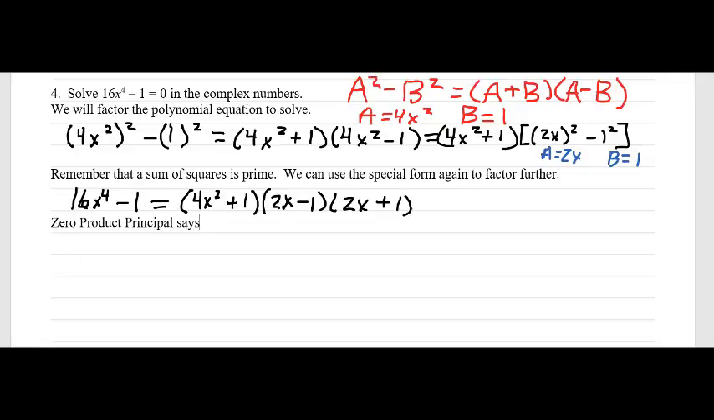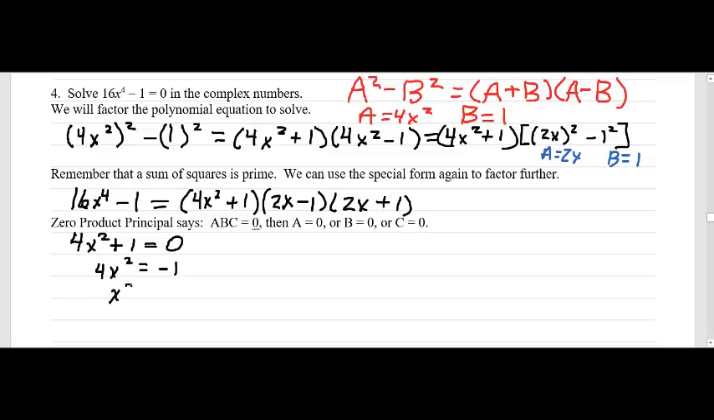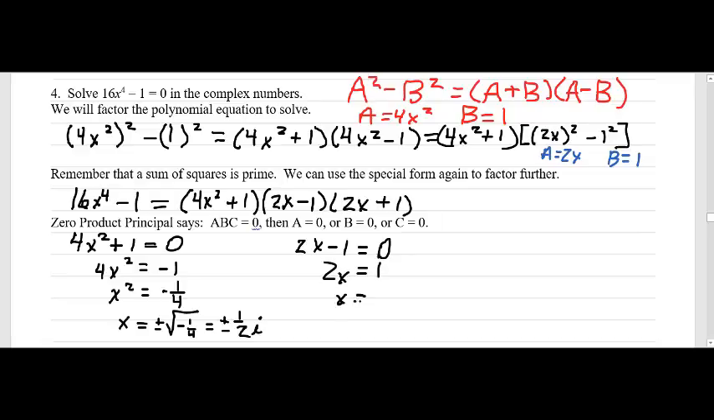So the zero product principle tells me if a times b times c equals 0, then a equals 0 or b equals 0 or c equals 0. So I'm going to find the solutions. My a in this case is 4x squared plus 1. I set that equal to 0. I use the square root property, and I wind up getting x is plus or minus the square root of negative 1/4, which is plus or minus 1/2 i.